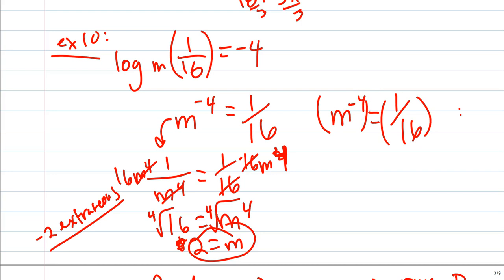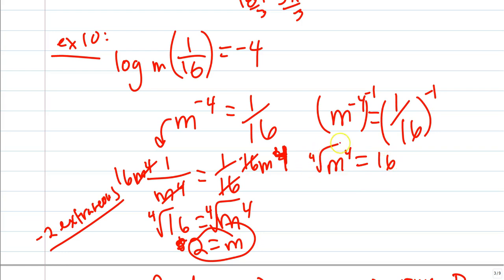Here's all I would do. I want to multiply this negative 4 and make it a positive 4. So I'm going to raise both sides to a negative exponent. Why would I do that? The power rule says m to the negative fourth to the negative 1. These multiply, become m to the fourth. 1/16 to negative 1 is 16.